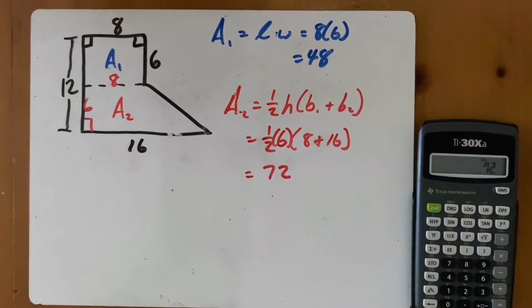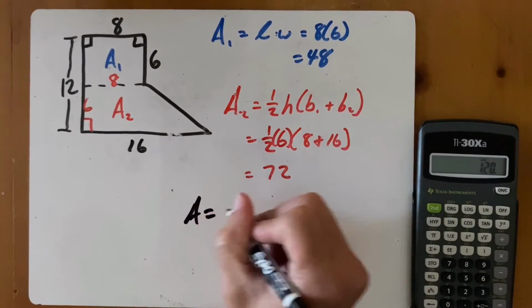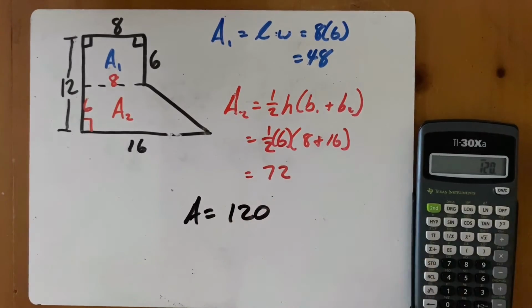All right, now we just need to add those two together and that'll give us the total area. So we're gonna do 72 plus our original area 1 of 48. So our total area is going to be equal to 120.